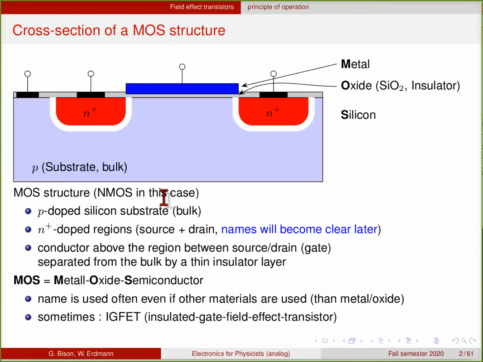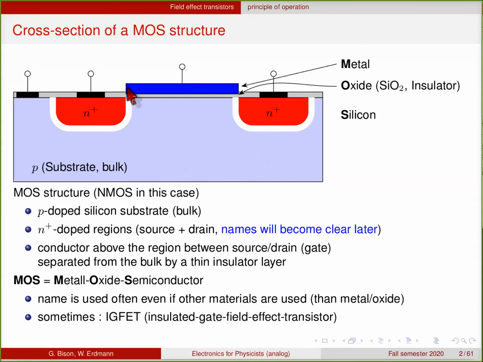Okay, so the cross-section of a MOS transistor is shown here. This is a so-called MOS structure. In this case, it's an NMOS. There are 2 types, as for the bipolar transistor. The p-doped silicon bulk is shown here in blue. Inside of this bulk, there are 2 highly n-doped regions, left and right, which are called source and drain for reasons that will become clear later.